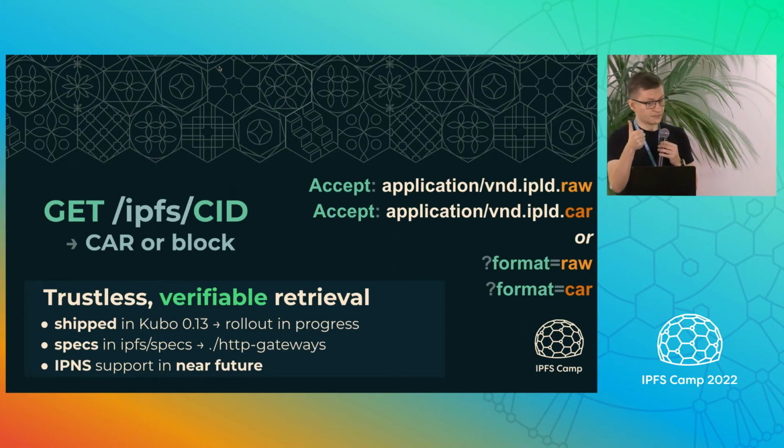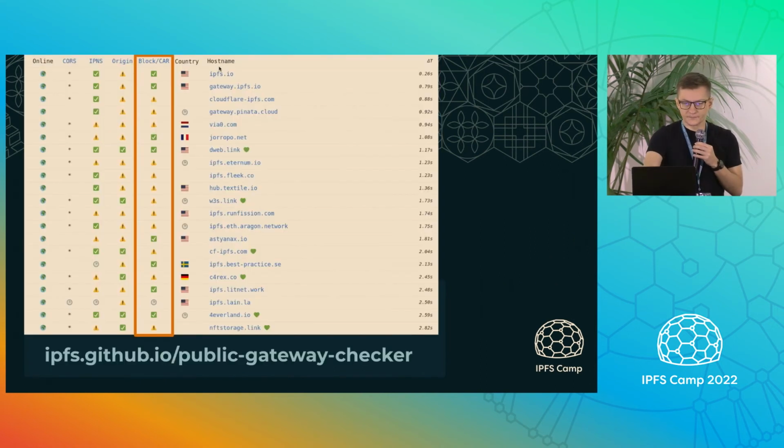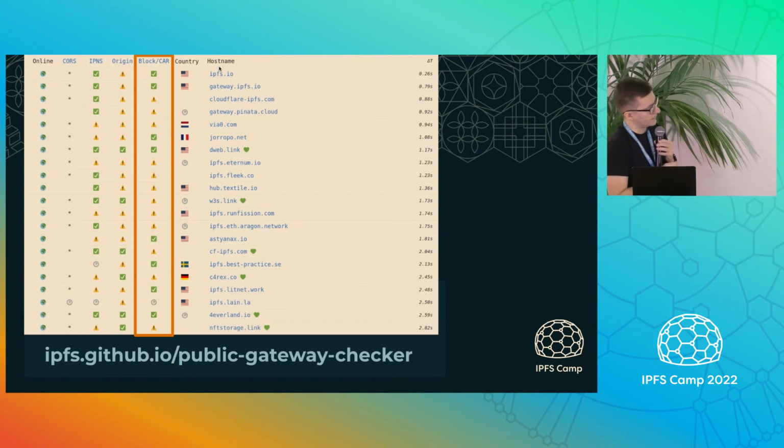We have specs for this, and we are planning to do similar trustless verifiable retrieval of the IPNS namespace, being able to fetch an IPNS record and verify it on the client, and that will close the gap. Right now, you can fetch immutable data, but soon it will also be possible for mutable cryptographic identifiers. And this is the current state from yesterday, I believe.